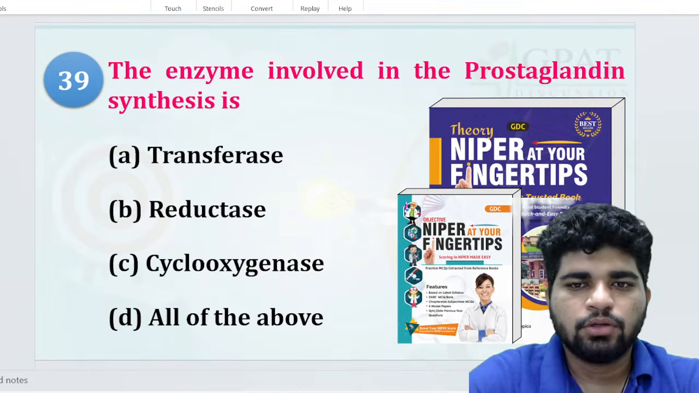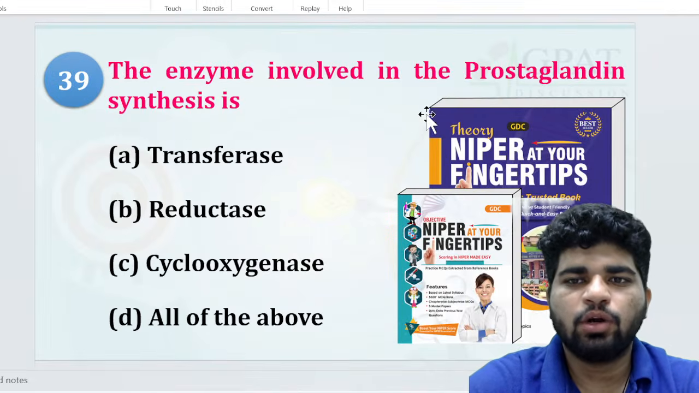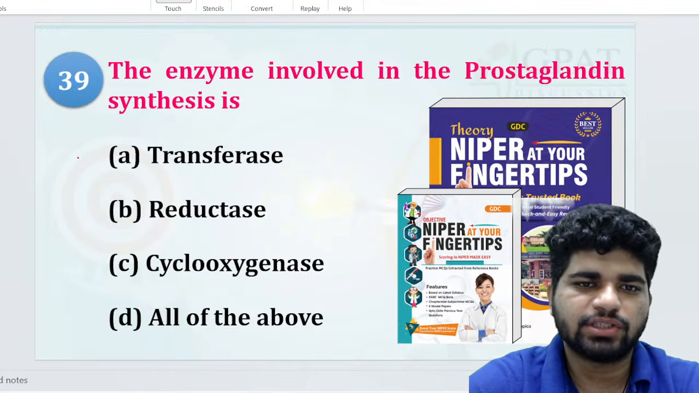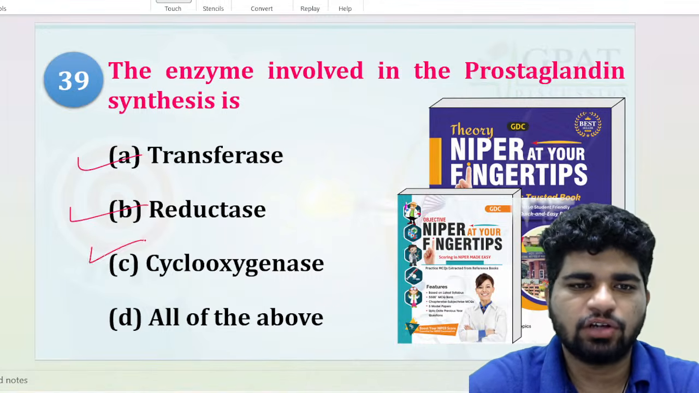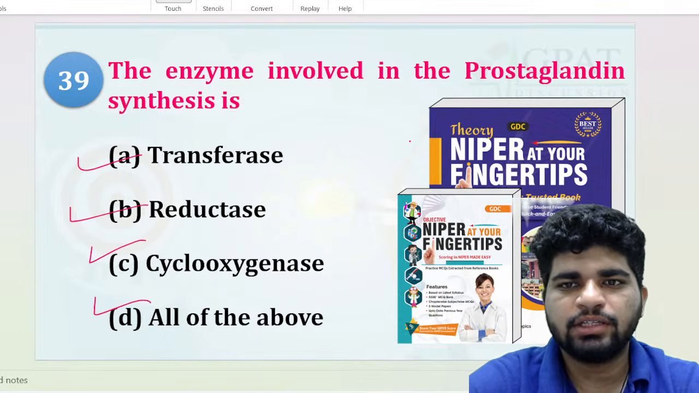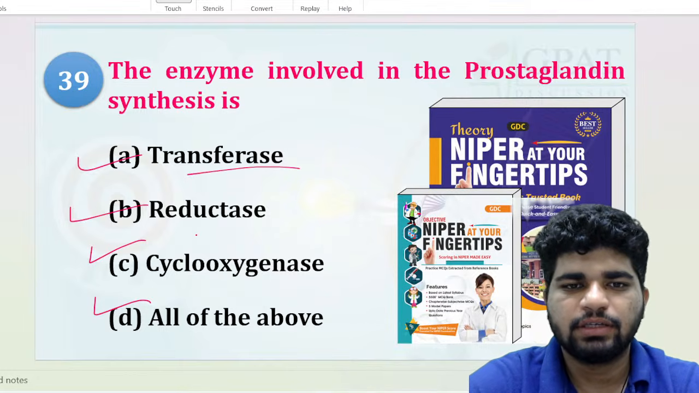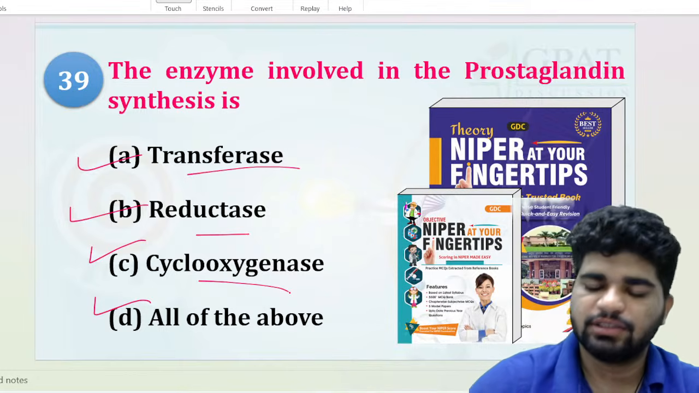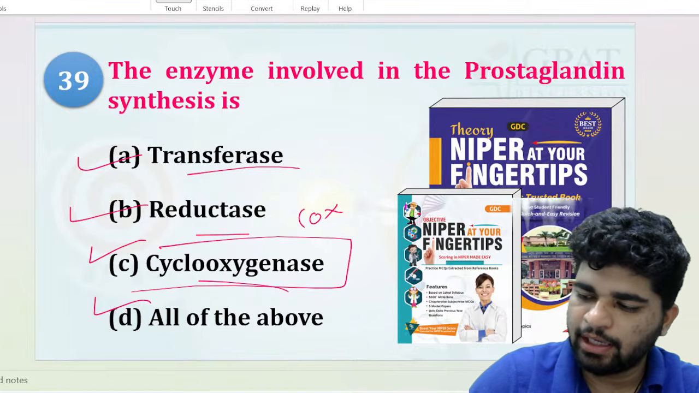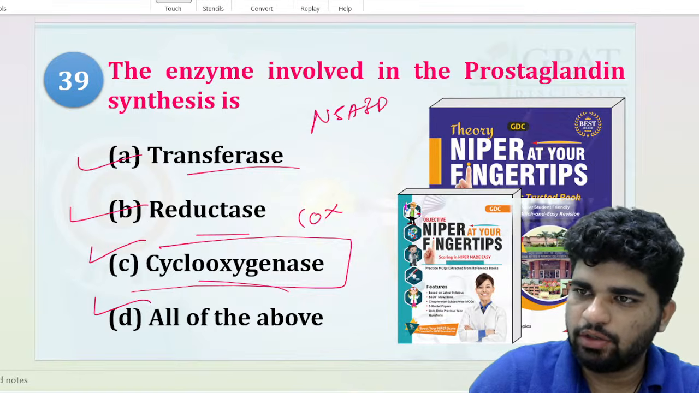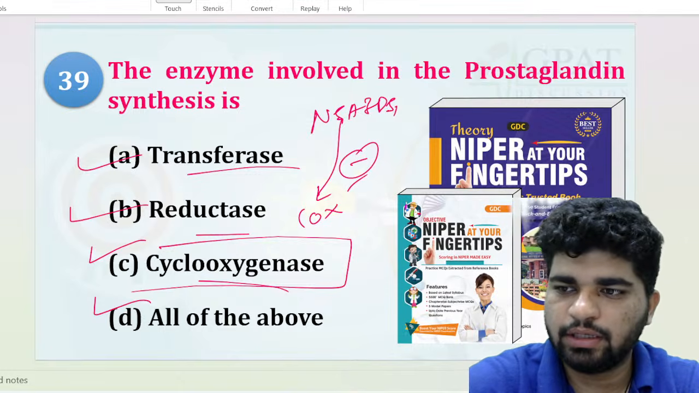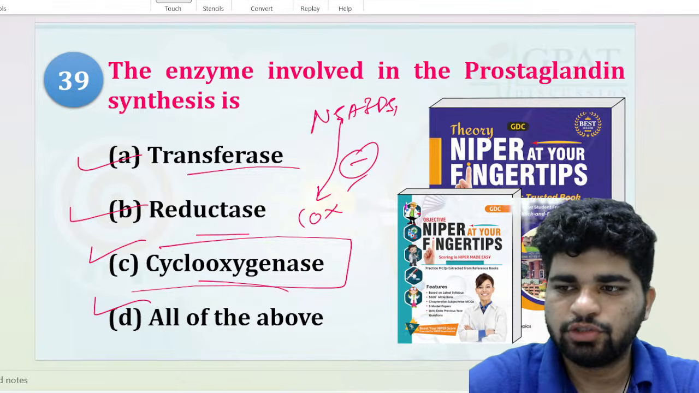Okay. The enzyme involved in the prostaglandin synthesis. Simple question. Is it transferase, reductase, cyclooxygenase, or all of the above? Simple, that's cyclooxygenase, that's your COX enzyme, right? And all your NSAIDs are going to inhibit this COX enzyme only, right?